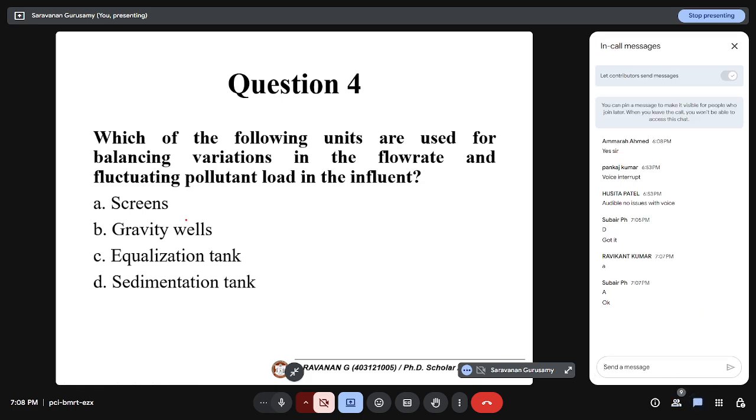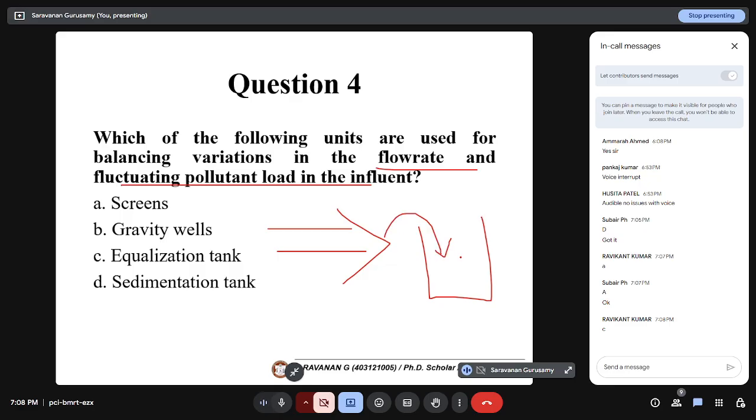Let me continue. Which of the following units are used for balancing variation in the flow rate and fluctuating pollutant load? If water is coming with a different flow, morning 10 meter cube per day, afternoon 1 meter cube per day, and characteristics are also changing, pollutant loads are changing, what can I do? I can put a tank so that all the wastewaters are collected, and with a constant flow rate and constant pollutant load, I can pump to the sewage treatment plant. This tank is called an equalization tank.